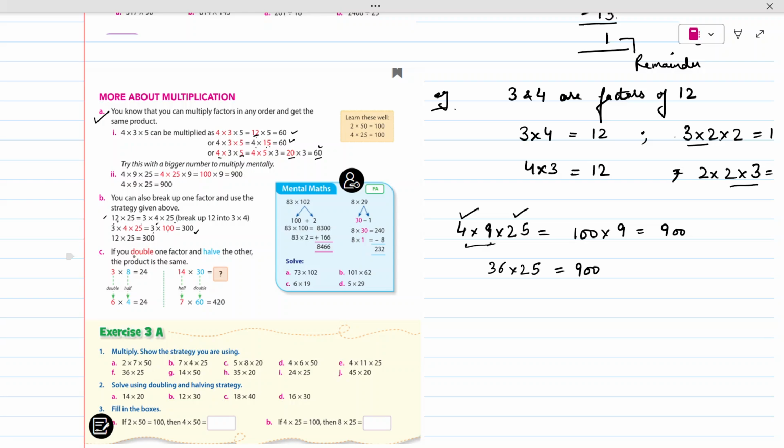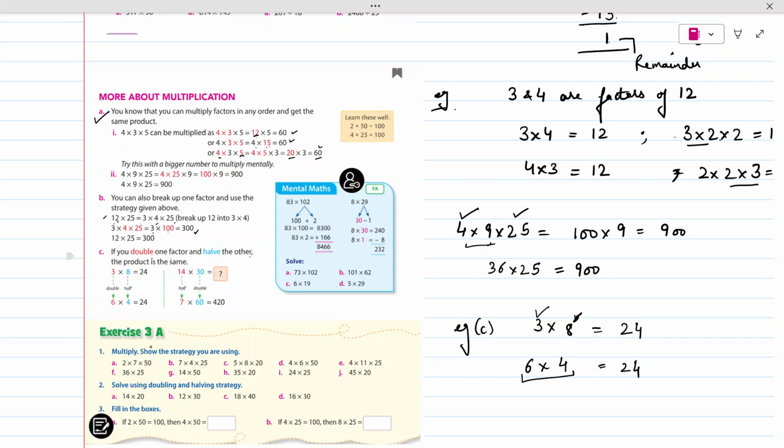Third way is, if you double one factor and half the other, then also the product will be the same. Okay. So in this case, the example given to us is C part. 3 multiplied by 8 is 24. So now let's double 3. Double of 3 is 6. And let's half 8. Half of 8 is 4. So if we multiply these two, then also we will get 24. Okay. So this is the third method of doing the multiplication questions.